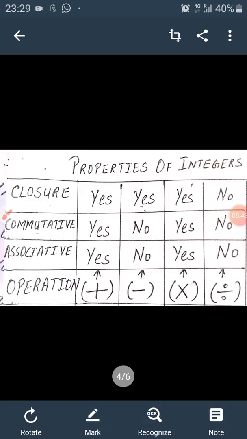In the previous slides I told you only about addition and subtraction with examples. Now this is your homework: you have to write one example for multiplication and division, and check from this table whether your example is correct or not.